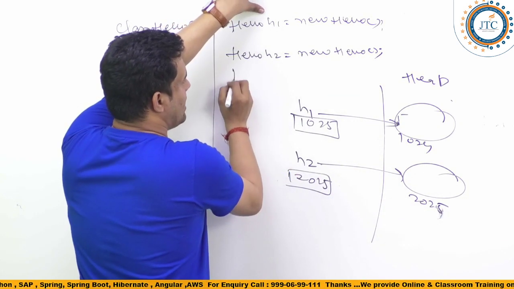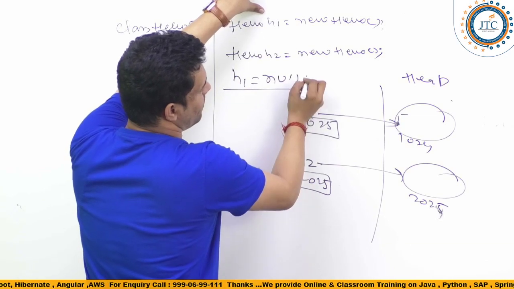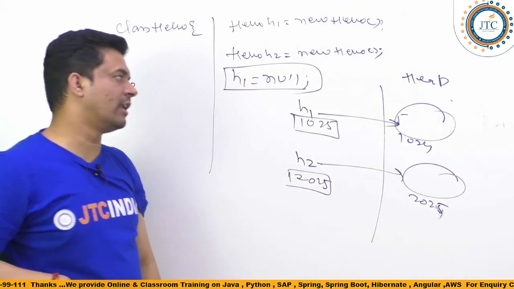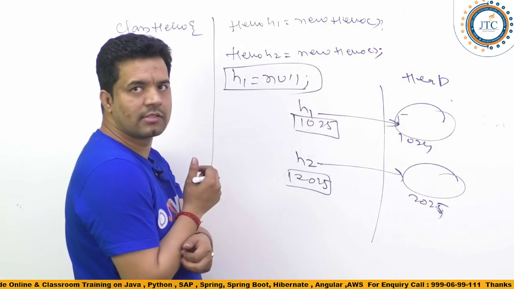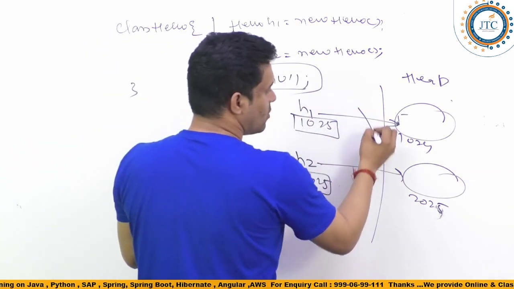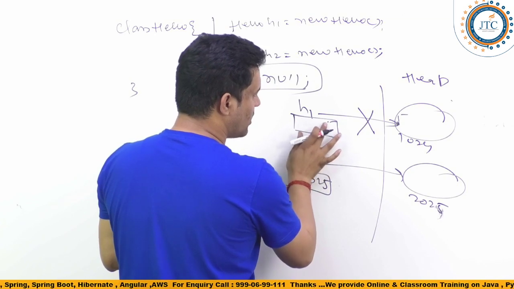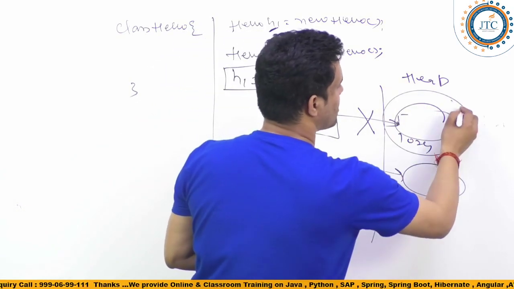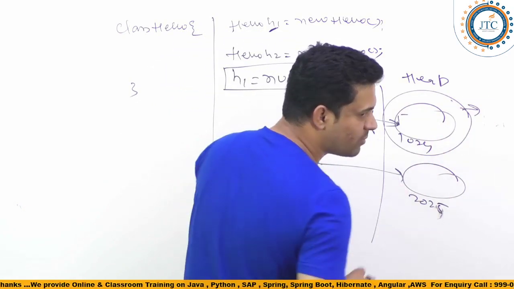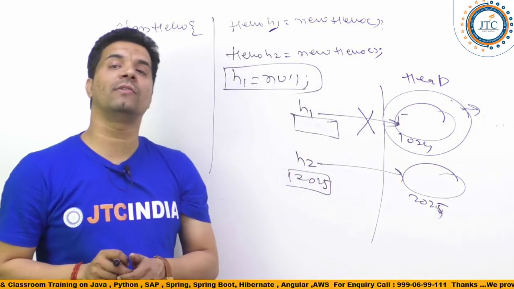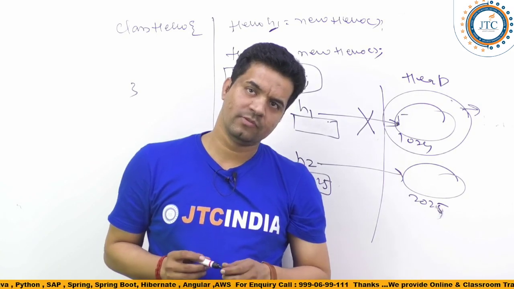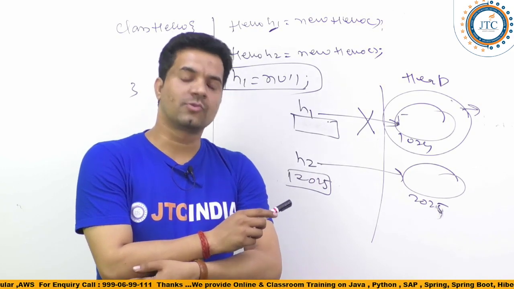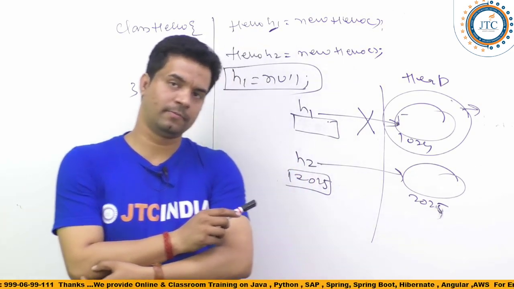What I'll do here is declare h1 equal to null. So when you declare h1 equal to null, what is going to happen? The reference variable h1 no longer contains 1025. So now this object is lost. This is an unused object, and it is going to be eligible for GC, the garbage collector. Are you getting it? This will be eligible for the garbage collector.